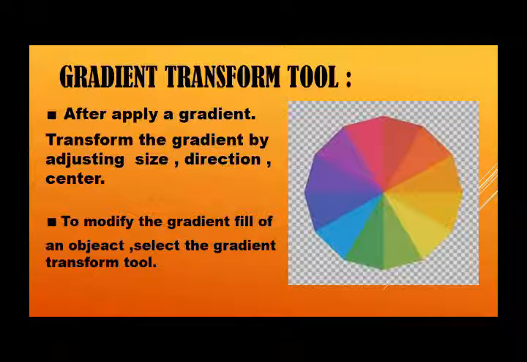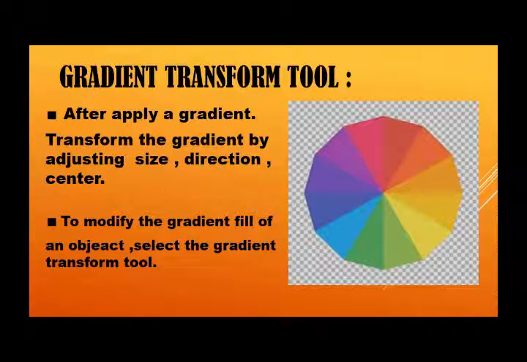So, after applying the gradient, you can transform it by adjusting size, direction, and center. To modify the gradient fill of an object, select the gradient transform tool. The gradient is related to colors. How can you give a different color or a different color scheme to the image? For this we are using gradient tools.